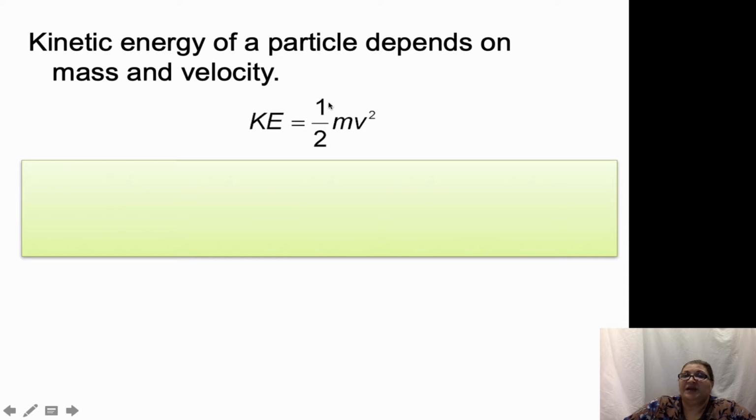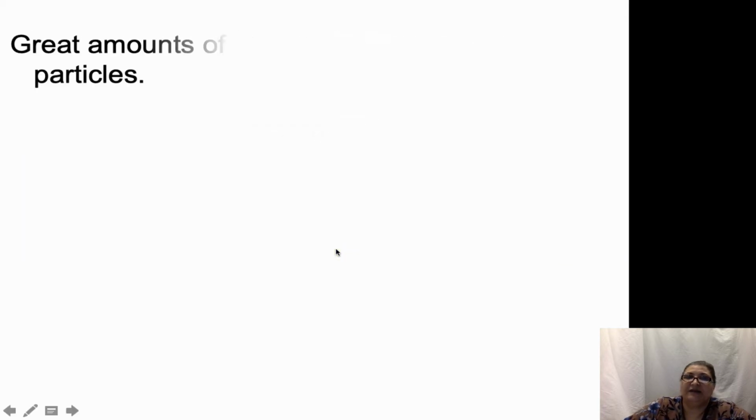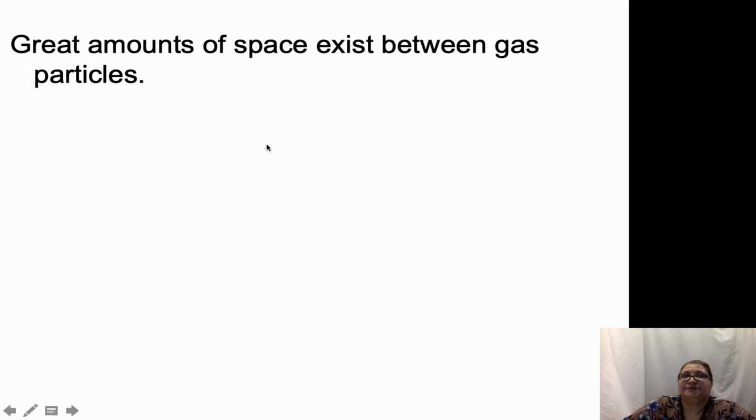Kinetic energy depends on the mass and velocity. The lower the mass, the higher the velocity. And then temperature is a measure of the average kinetic energy of the particles in a sample of matter.